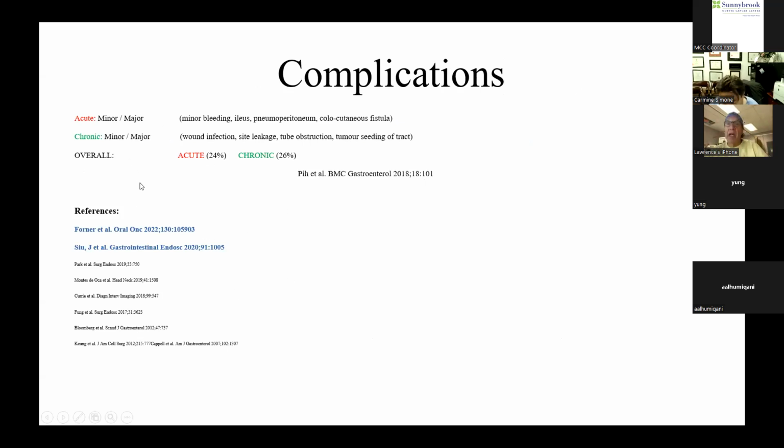Basically, what are the complications now? The phase of discussion on complications, minor and major acute complications. Minor, like bleeding at the site, ileus, pneumoperitoneum, they're all pretty minor. Major would be a colocutaneous fistula. Now, thank God it hasn't happened to us.